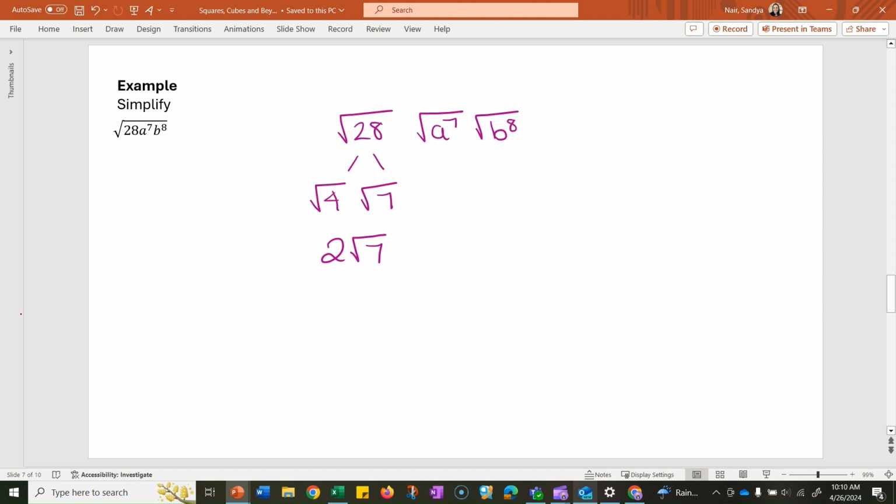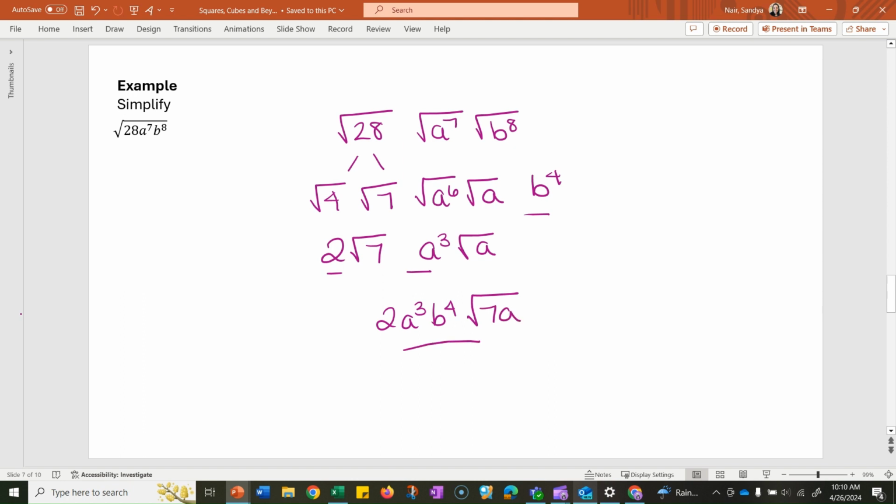And then if I look at a to the 7th, the biggest number divisible by 2 that's less than 7 is 6. So I have the square root of a to the 6th times the square root of a. And then I take half the exponent, so I have a cubed times the square root of a. The square root of b to the 8th, well, 8 is divisible by 2, so I just take half that exponent and I have b to the 4th. So when I combine all my terms, I have 2a cubed b to the 4th, and then times the square root of 7a. And that's my simplified answer.